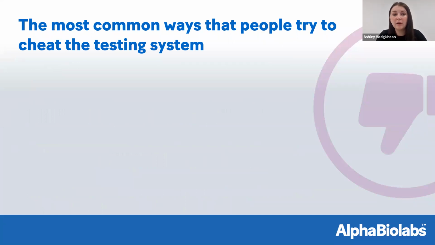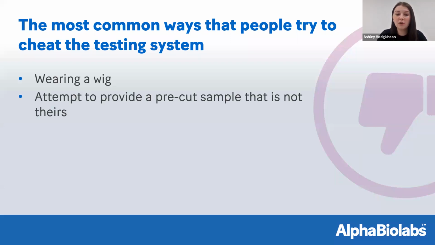So Andrew said in the beginning on the agenda, we'd discuss briefly about common ways that people try to cheat the testing system. So these are just things that we've seen here at AlphaBiolabs, where people have tried to get round providing a sample or provided a sample from somebody else. So the first two go hand in hand. We've seen people come in wearing wigs to sample collection appointments and also bringing in pre-cut samples that isn't theirs, but they're claiming is, in an envelope with them to hand to the collector at the time of the appointment. Unfortunately, we can't accept those samples and we do have to collect our own.